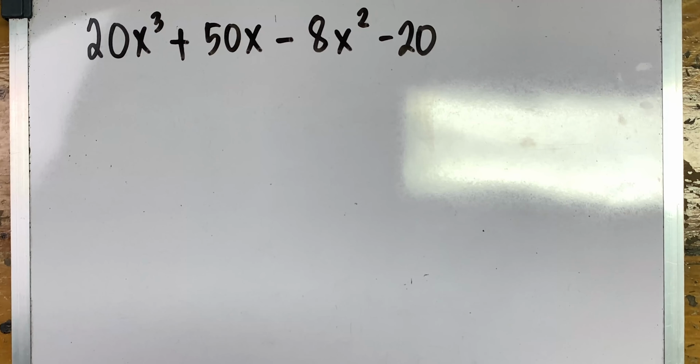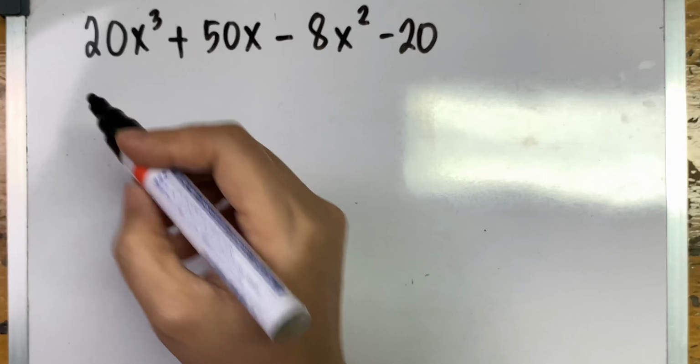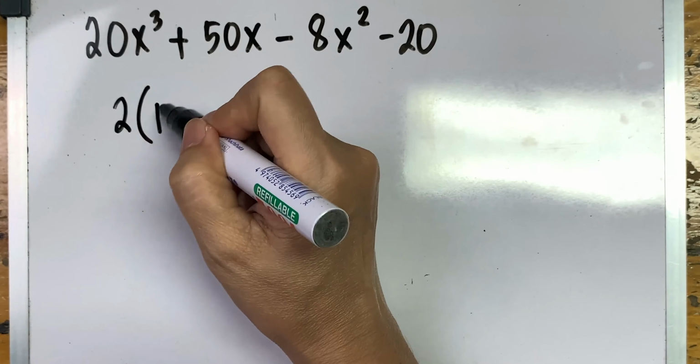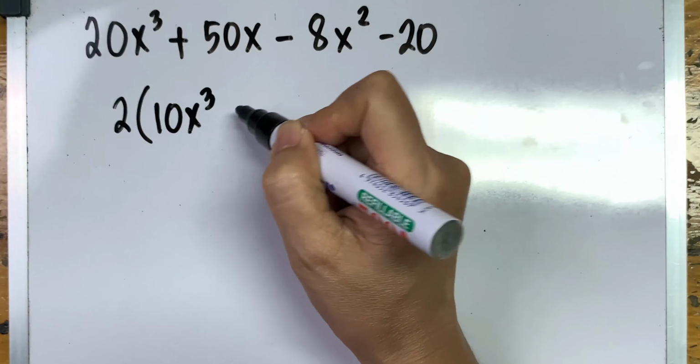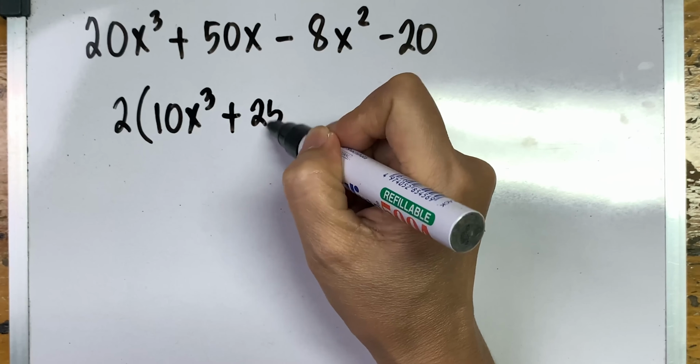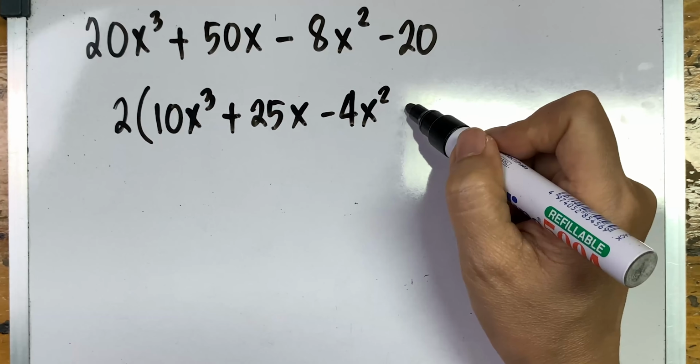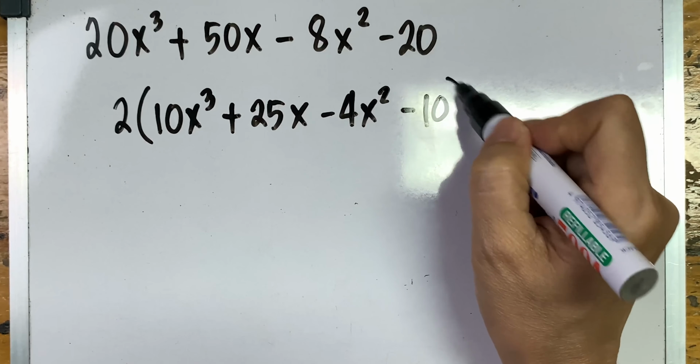For our next example, we have a polynomial of 20x cubed plus 50x minus 8x squared minus 20. Again, find out if we have a common factor. In this case, they're all divisible by 2. So we have to factor out 2. So factoring out 2 will leave us with 10x cubed plus 25x minus 4x squared minus 10.